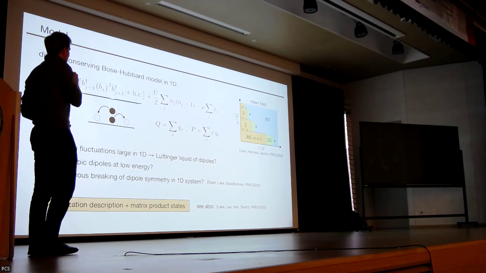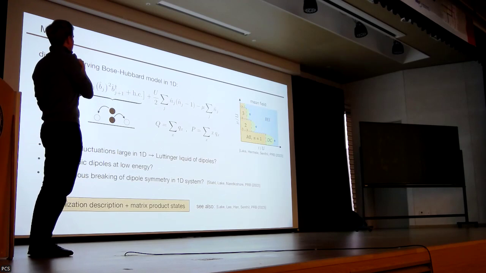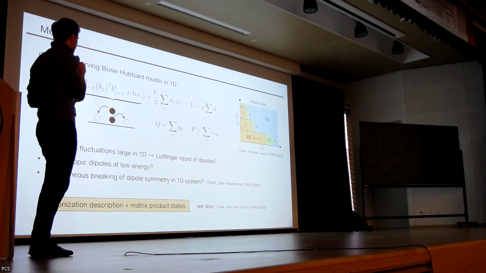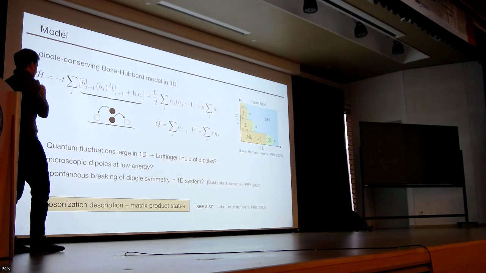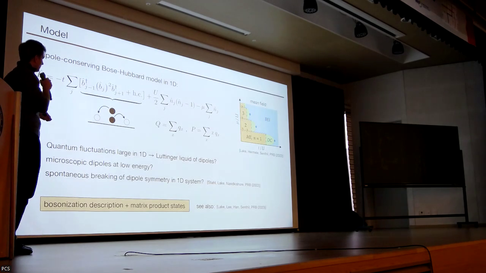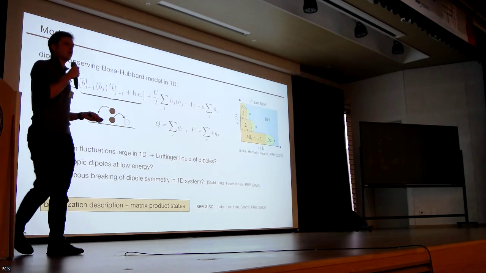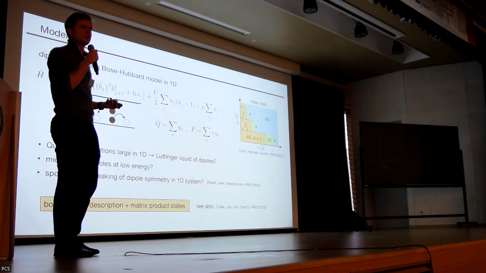And in order to do this, we utilize the 1D nature of the model that we're studying here. On the one hand, studying bosonization descriptions of the problem, as well as using extensive matrix product state numerics in order to check that these low energy features actually emerge.